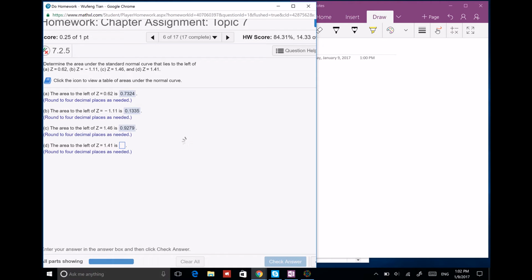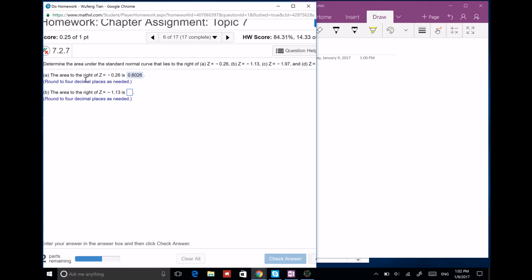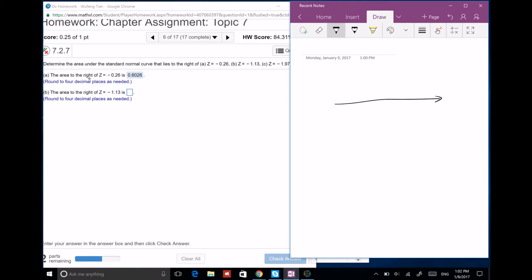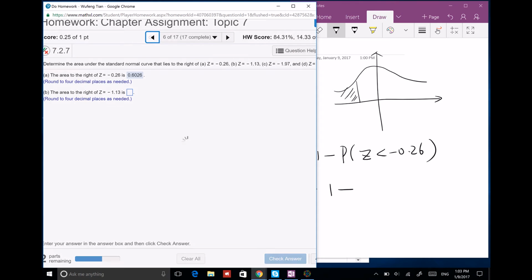So next one, you find an area to the right. Basically, the table gives you the area to the left. Okay, the table gives you the area to the left. Now it asks you to find the area to the right. The total area, the total probability, is 1. So if it asks you to find the area to the right, you just use 1 minus the probability, or the area to the left of the z value. So z is negative 0.26. So basically, you use 1 minus the number you got for that number.